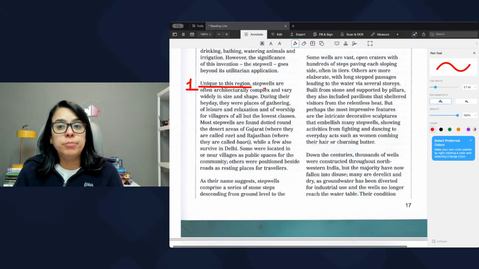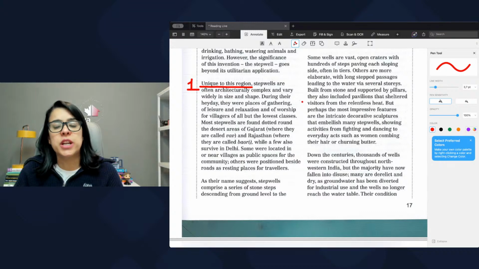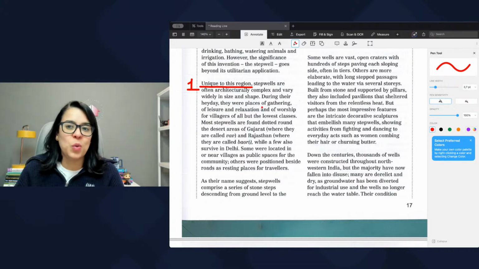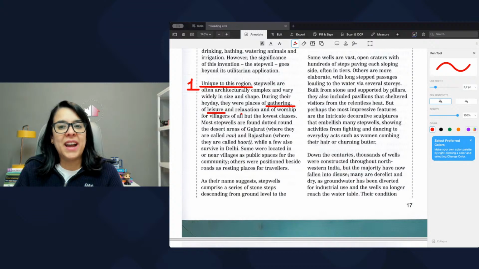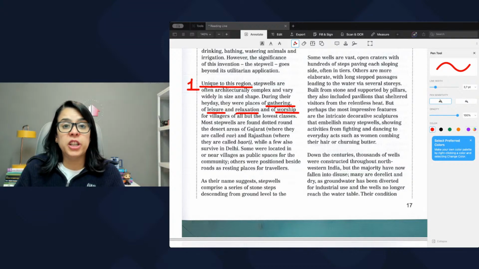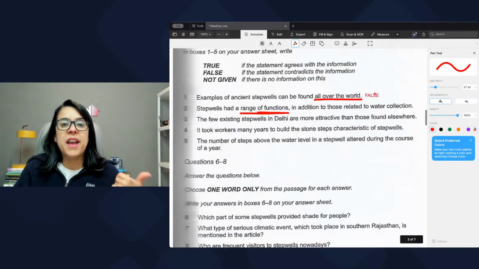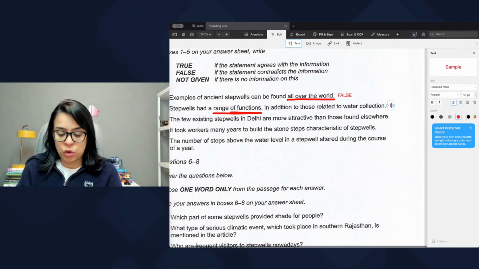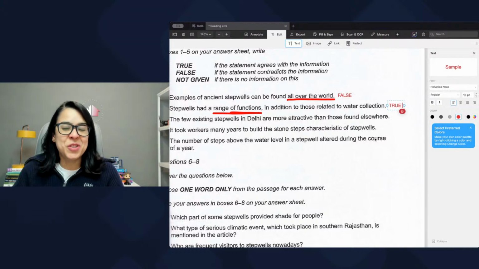So, great. During their heyday, they were places of gathering, of leisure, of relaxation, and of worship for villages. I already know that the place collected water, but they were also places where people would get together, where people would relax, enjoy their free time, and also worship their gods. So it was also used for religious purposes. So, of course, this is true. They had a range of functions. They were not just used for water collection. So, according to the text, this is true.